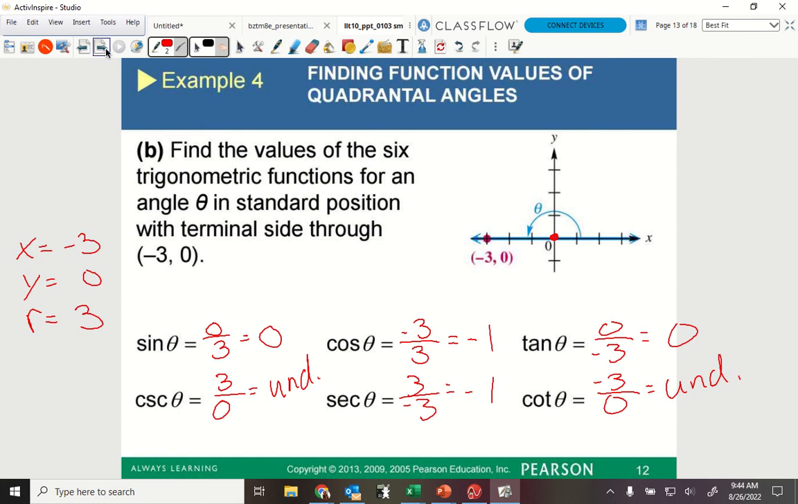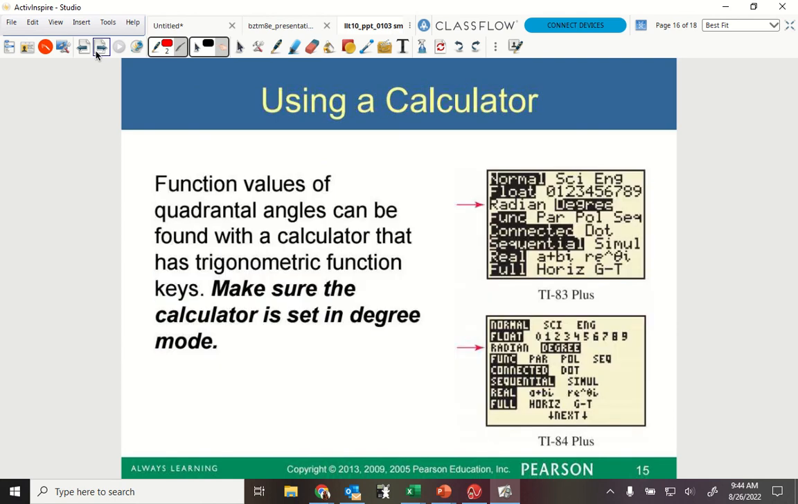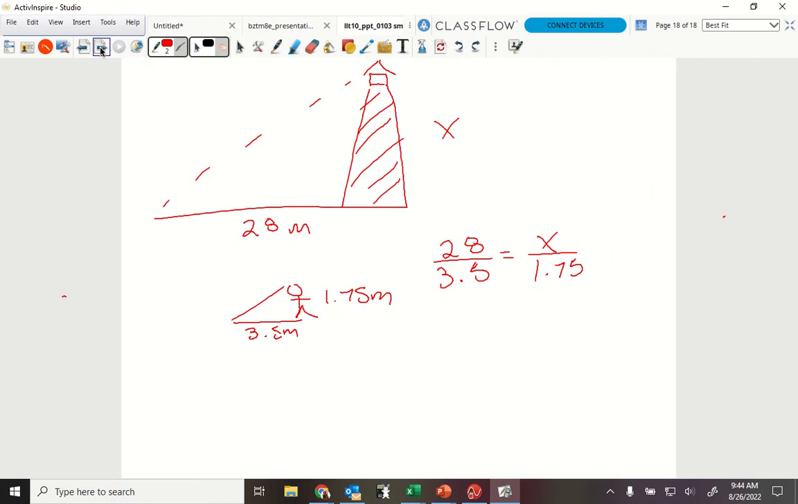So you guys feel pretty good about this now? Terminal side, blah blah blah. Here's a bunch of functions, and calculator. Put it in, make sure you're in degrees, and that's it.